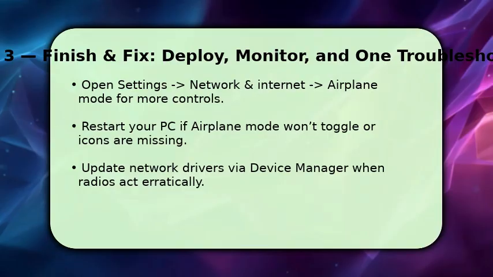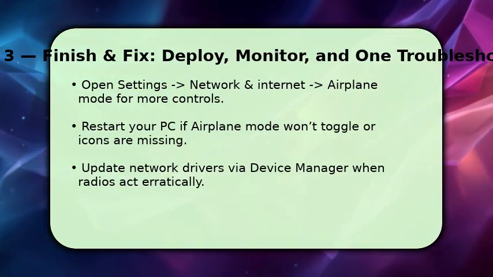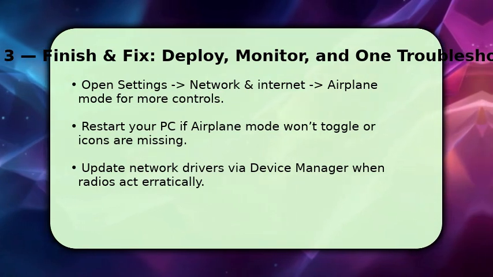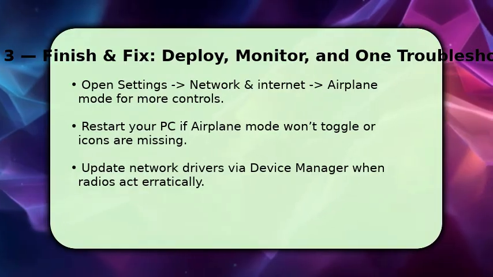If Quick Settings fails, open Settings, go to Network and Internet, then select Airplane Mode to toggle radios centrally. This alternate path gives the same control and shows each radio's status.